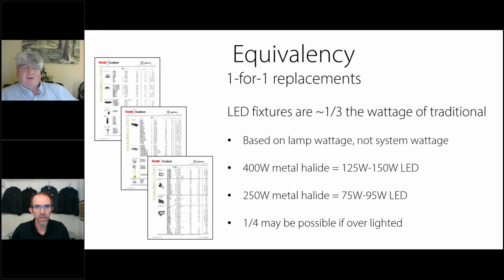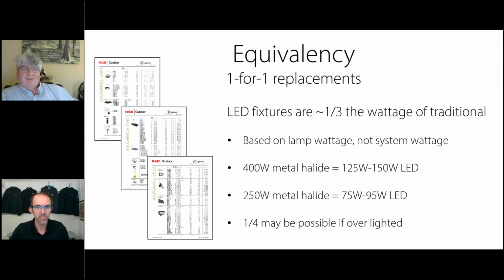And as the efficacies grow, these numbers will get lower and lower. But currently, if you consider about a third the wattage of the traditional HID source, you're probably going to be close in the ballpark. With a 250 watt metal halide, you're looking at a 75 to maybe 95 watt LED.